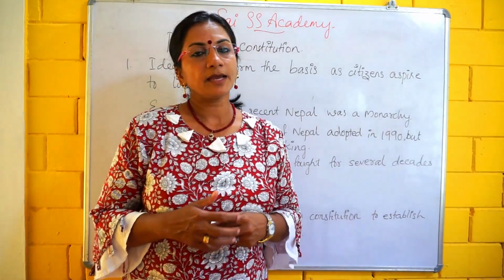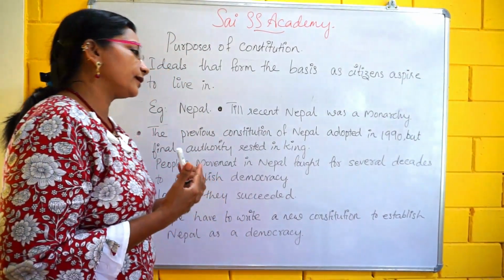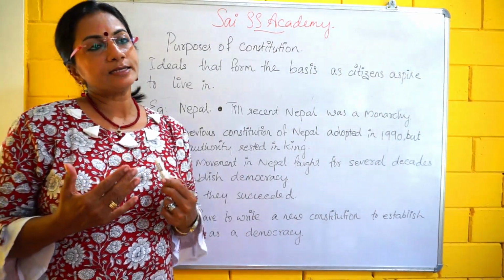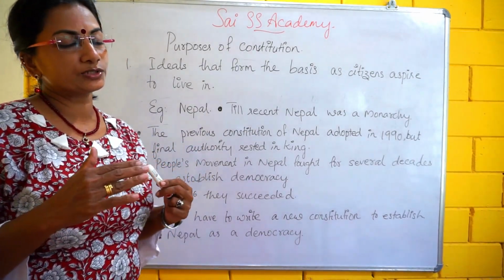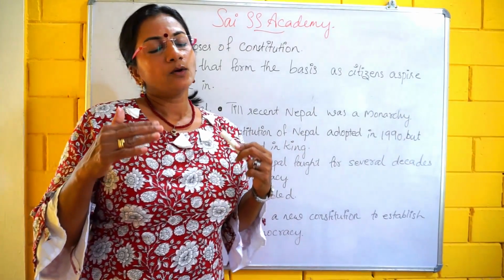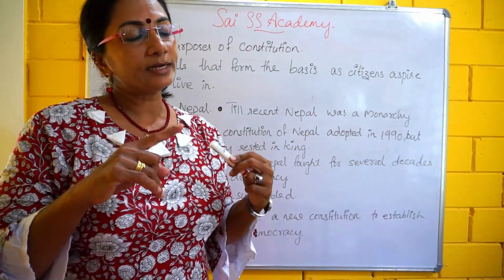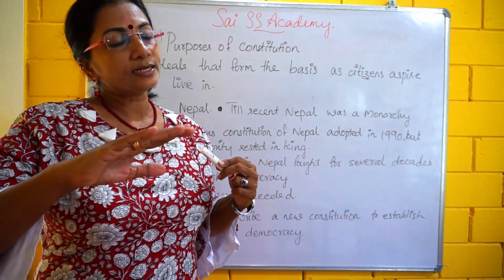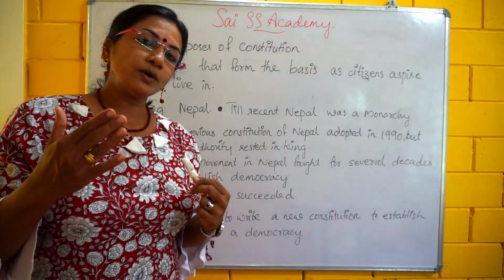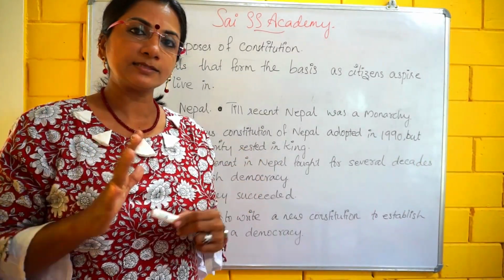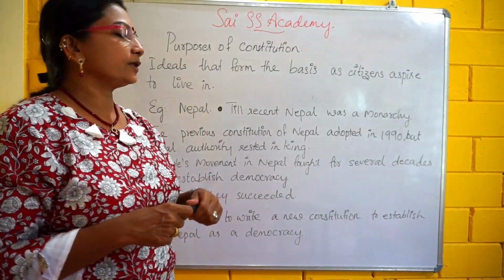Next, I am going to discuss why a country needs a constitution. Today, most countries in the world have a constitution, while all democratic countries are likely to have a constitution. That means all the democratic countries have a constitution. But here one important point is there: it is not necessary that all countries that have a constitution are democratic. Got the point, children?